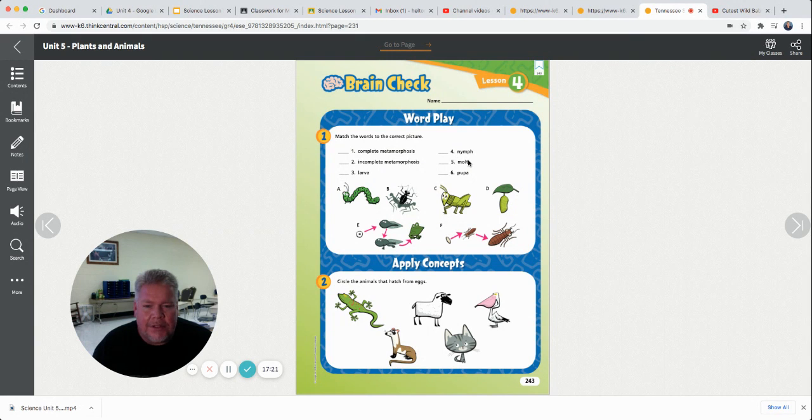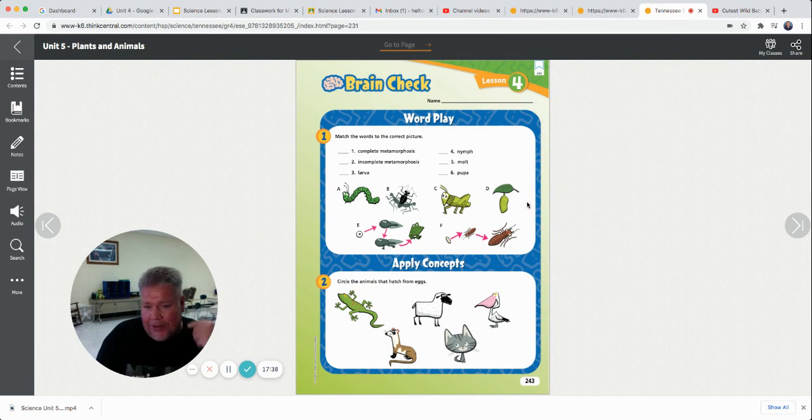Number 5 is molt. That's when it comes out of its skin and grows bigger. That looks like that's what's happening here. So put a B beside 5, molt. And a pupa, it's like a cocoon, what we might call a cocoon. So put a D beside 6, cocoon.